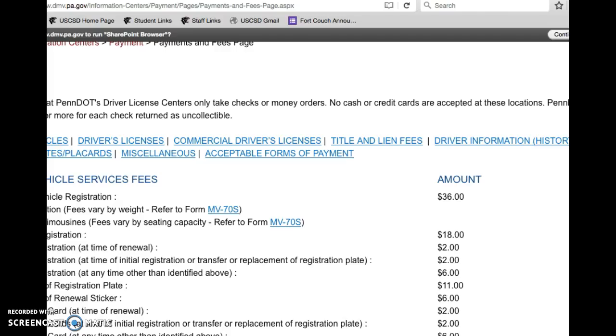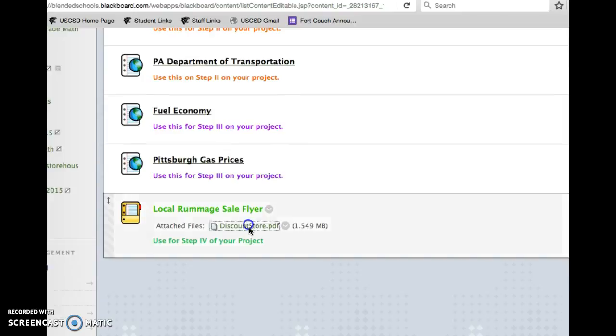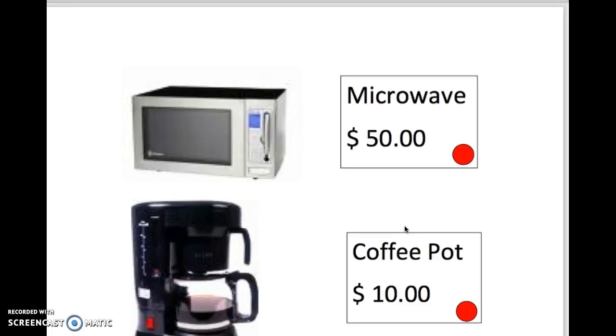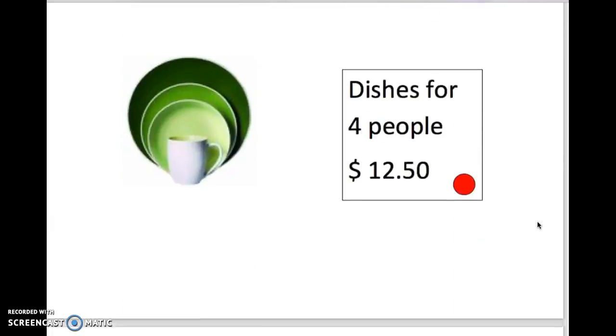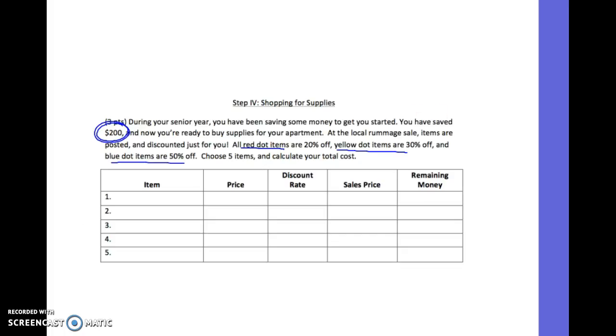For your rummage sale, you go back to Blended Schools and the local rummage sale flyer. When you open this, you can see microwaves, red dot, look at the percentage, look at all your dots, and you can scroll through there and see what you want to buy and what the percent off is, and you need to find out what your final cost is and put that all in here.